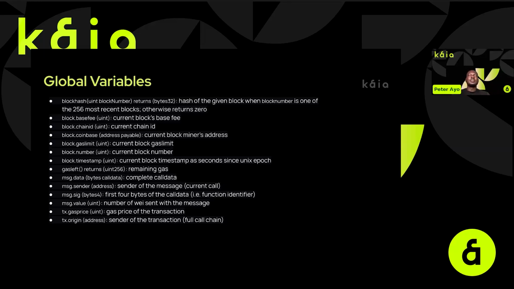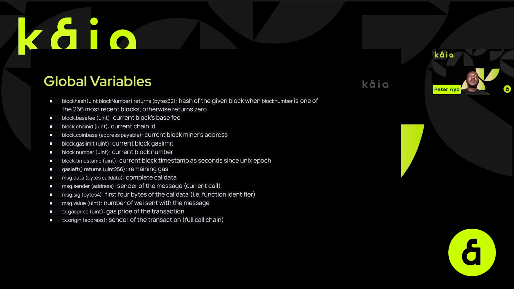So most of the time, developers use block.gaslimit to know how many transactions can fit into a particular block, right? We also have block.number, the current block number. And block.timestamp, which is the current block timestamp in seconds since the Unix epoch, right?